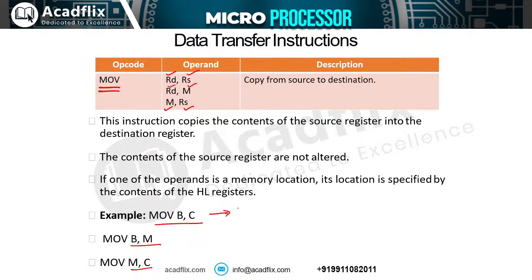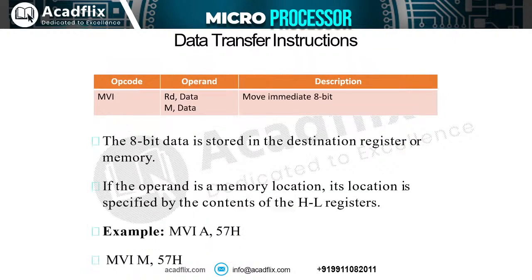So this is simply a register to register transfer. In this instruction we are transferring the data from register to memory, and from memory to register. And in this you are transferring the data from register to memory. So the MOV instruction can be used to transfer data from register to register, register to memory, or memory to register.